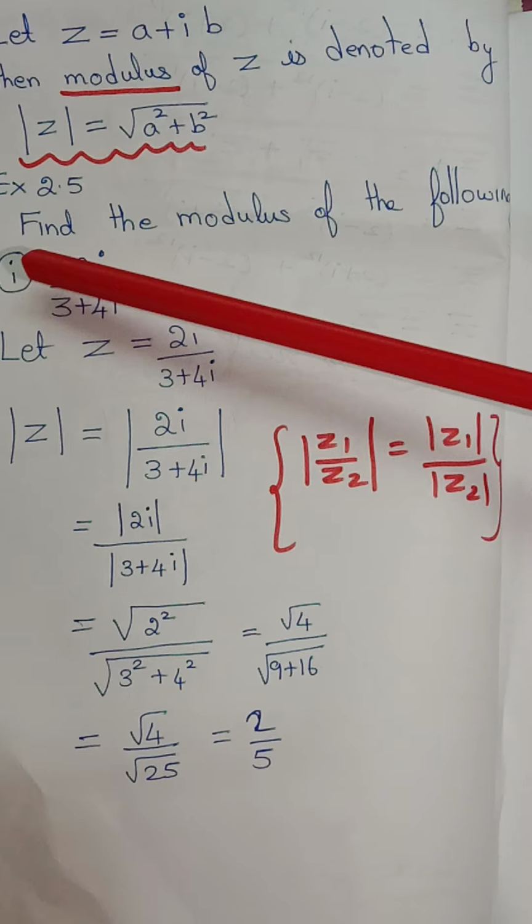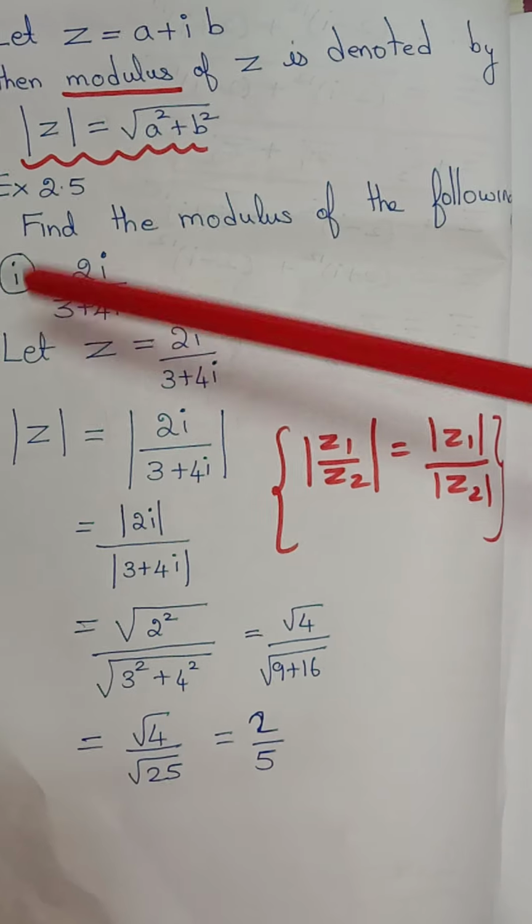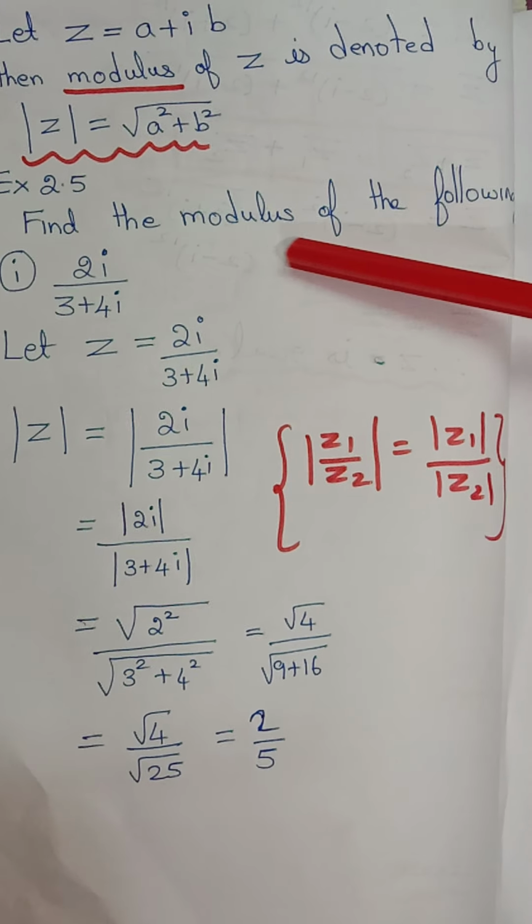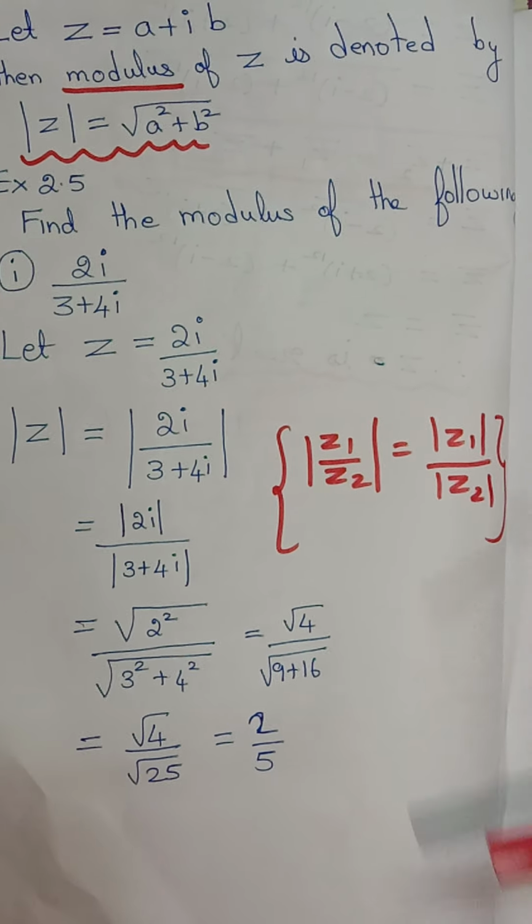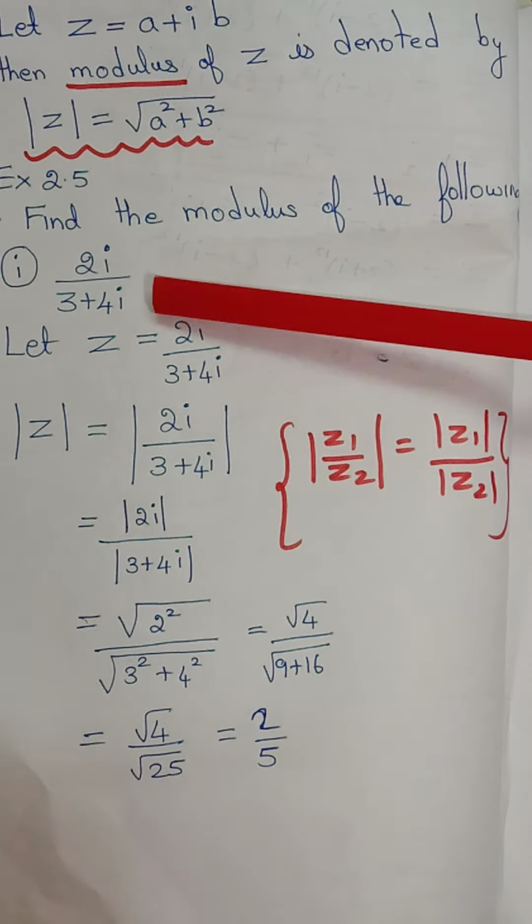Now we are going to see exercise 2.5, first question. Find the modulus of the following complex numbers. In the first subdivision, 2i by 3 plus 4i. So first let me assume this as z. So z is equal to 2i by 3 plus 4i. Now I have to find the modulus, because that is the question. So modulus of z is equal to, for the full thing I am putting the modulus simply.